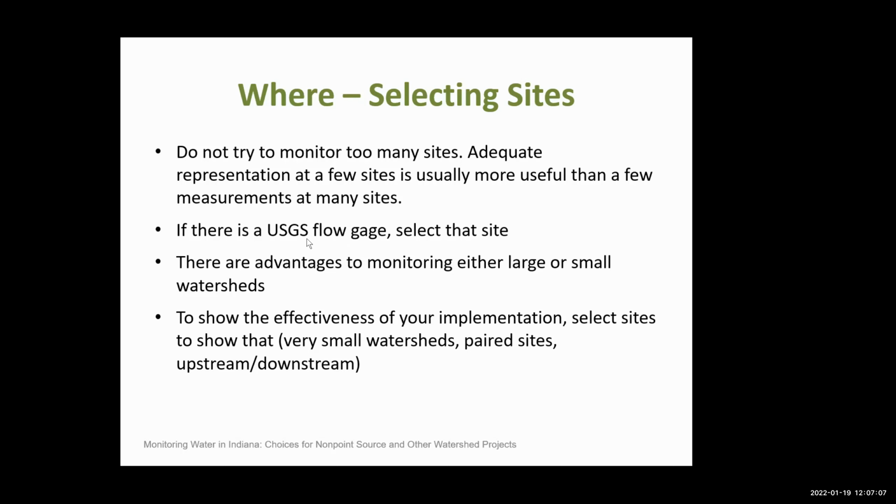So before you start monitoring, check if there are any flow gauges and make sure those sites are among the ones. There are advantages to monitoring large or small watersheds. Small watersheds are better to see change, but large watersheds give you a better idea over your whole watershed. So it depends on your goal in monitoring. Again, if you want to see the effectiveness, if you want to make some changes and see if the changes actually show up in the water quality, then you want to show very small watersheds and also paired sites so that you can actually see a change. It's not easy.